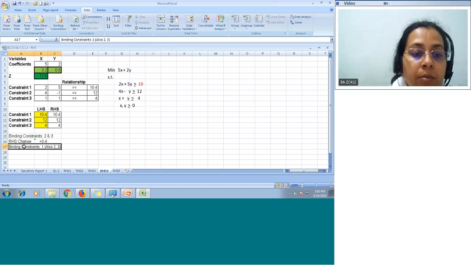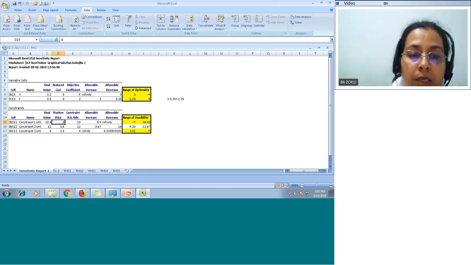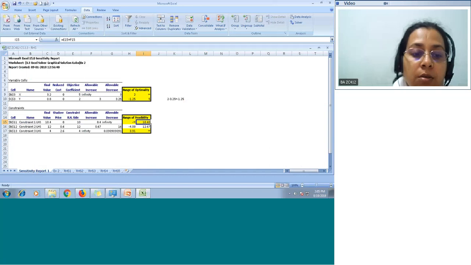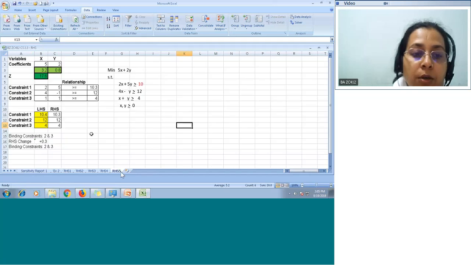Here it becomes second, third, and fourth. First, all are three binding constraints, and our solution remains the same. So within this range, by using this sensitivity analysis, if I change my right hand side from 10 to 10.4, I know that there is no change in my product mix. Whatever production plan I am following, I need to follow that only. No change. So there is no need to run the Excel again to solve the problem, because within this range there is no change, if I'm changing a non-binding constraint.